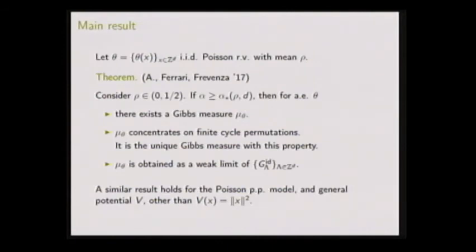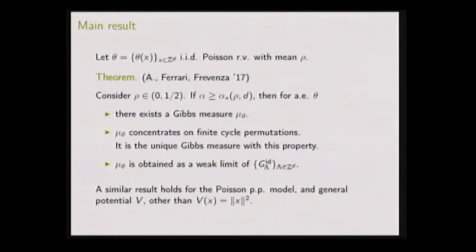Then we can show a large temperature result. So we can show that for alpha larger than or equal to alpha star, well, for those of you familiar with statistical mechanics, here alpha is not the inverse temperature, but the temperature. So this is for alpha large. Then we can show that for almost every realization of your Poisson point process, there exists a Gibbs measure. So first of all, we have Gibbs measures, and not only that, but it is a unique Gibbs measure with the property that it is concentrated on finite cycle permutations.